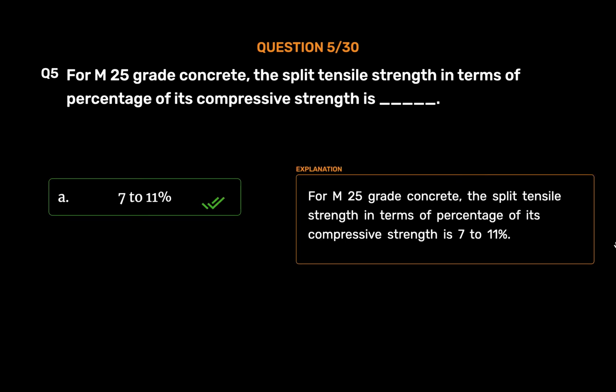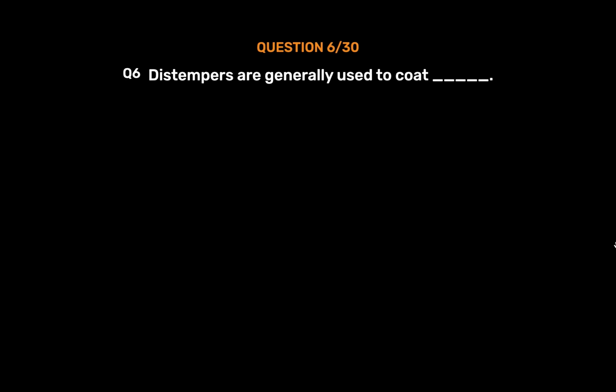For M25 grade concrete, the split tensile strength in terms of percentage of its compressive strength is 7 to 11%. Question number 6. Distempers are generally used to coat _.